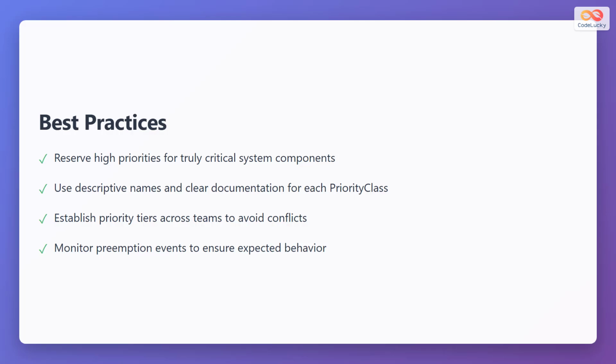When working with pod priorities, follow these best practices. First, reserve high priorities only for truly critical system components to avoid unnecessary preemptions. Second, use descriptive names and clear documentation for each priority class so that teams understand when to use them. Third, establish priority tiers across teams to prevent conflicts and ensure consistent priority assignments. Finally, monitor preemption events regularly to verify that the system behaves as expected and adjust your priority strategy as needed. Following these practices helps maintain cluster stability while ensuring critical workloads receive the resources they need.